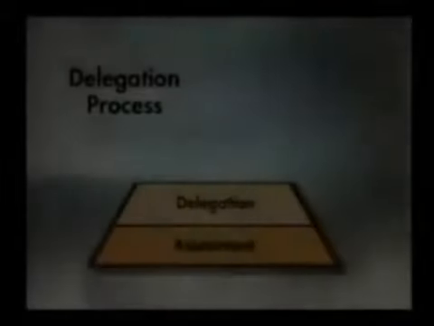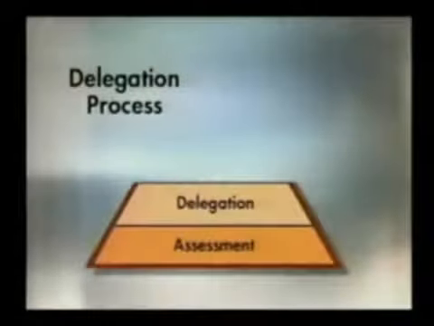The next step in the delegation process is the actual delegation itself. This involves informing the assistant about the task to be delegated, reaching mutual agreement about the task to be performed, and transferring the authority to perform the task. Once you've determined that the task is appropriate for the assistive level, you must delegate the task to an individual who is capable of performing it safely.